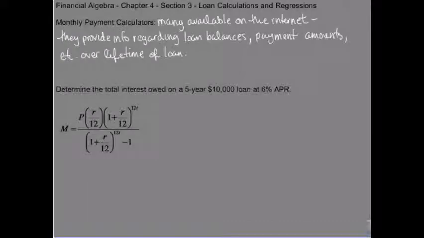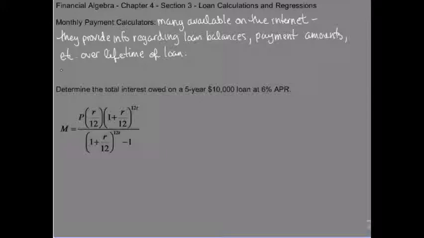We've got our monthly loan formula that we can do for our calculations, but on the internet they have loan calculators. There's tons of them. Now, I cannot attest to the accuracy of all of them, but usually if you do 2 or 3 of them and you get the same answer, then it's probably accurate. But they'll give you a lot of info regarding your loan balances, payment amounts, total interest to be paid, etc., over the lifetime of the loan.